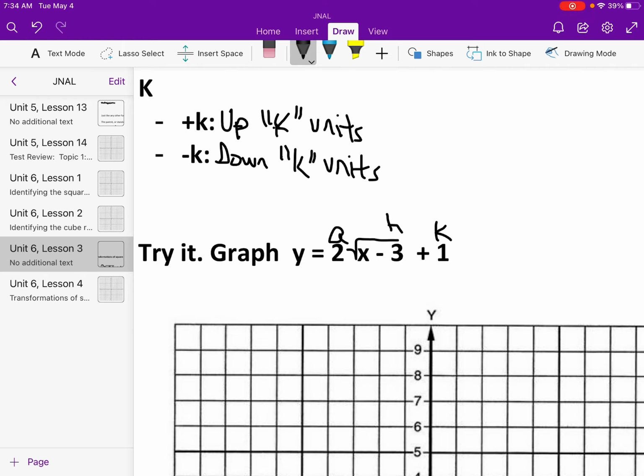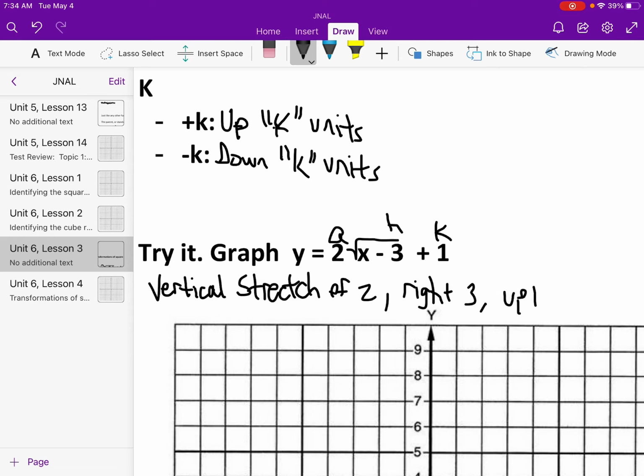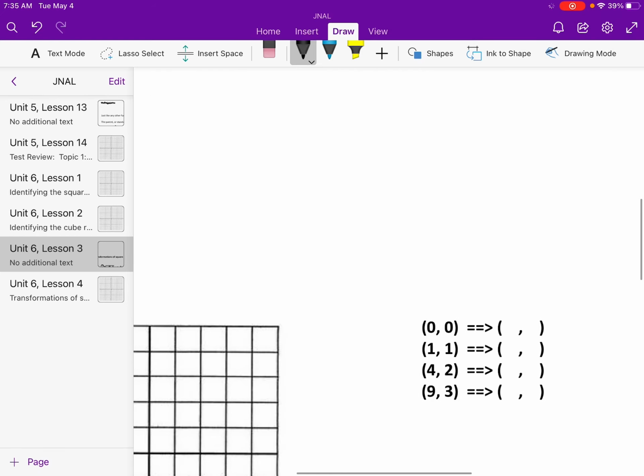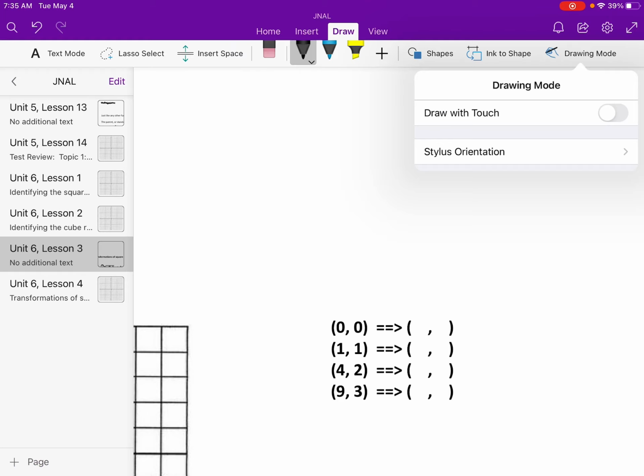So let's see, A is 2, and since 2 is greater than 1, we have a vertical stretch. So that's one thing, vertical stretch of 2. We have H that's negative 3, so that means right 3. And we have K positive 1, so that means up 1. So those are the things that we need to do to the original points, which we talked about before. See, here are the original points.